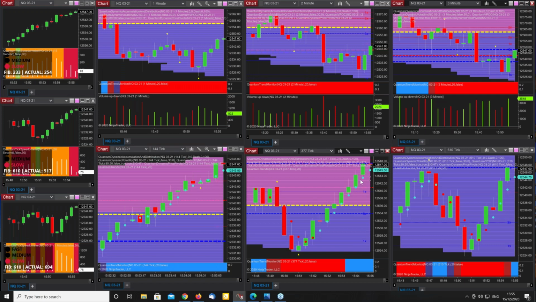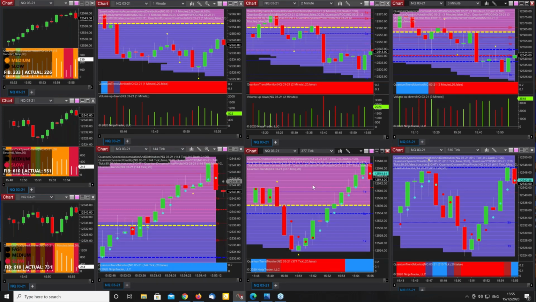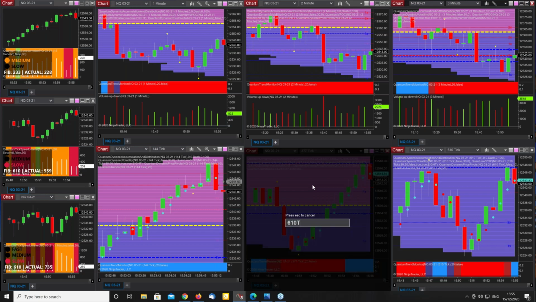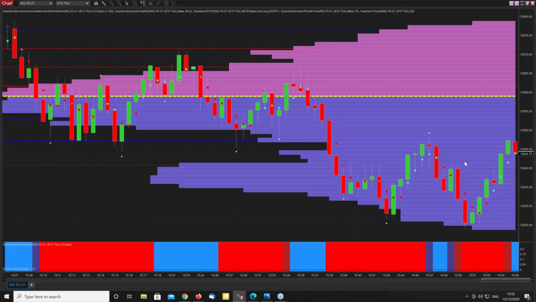It's going to have a look at a slower one. 377. That's now increased speed. That's up at 610. So we'll just change that over to 610 tick. There we go. This is the speed you have to work at. Right, where are we going with this one?